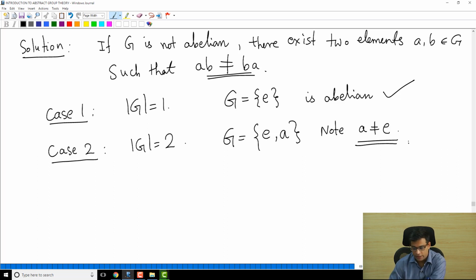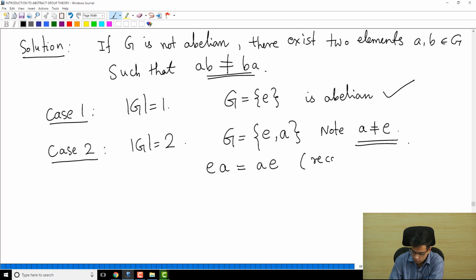Now, if G is not abelian, again let me remind you, there exist 2 elements which do not commute with each other. In this case, if G is not abelian, that means E and A do not commute with each other, but that is certainly not the case. E and A do commute with each other, because every element in a group commutes with the identity.